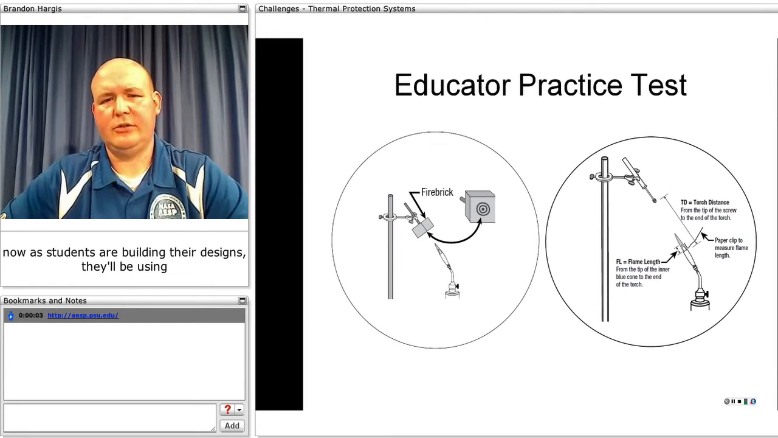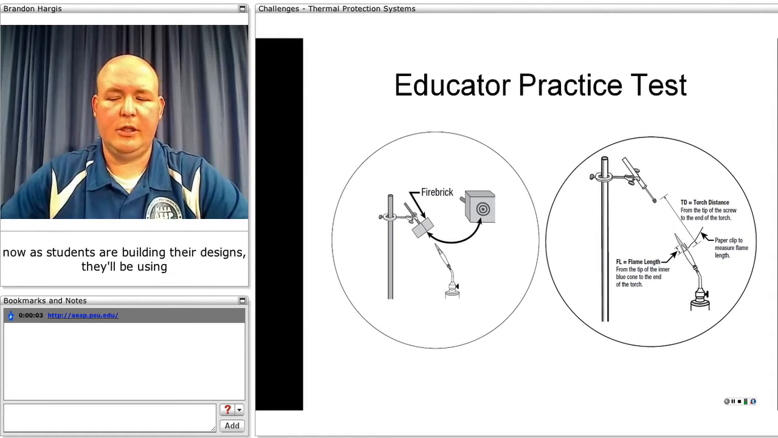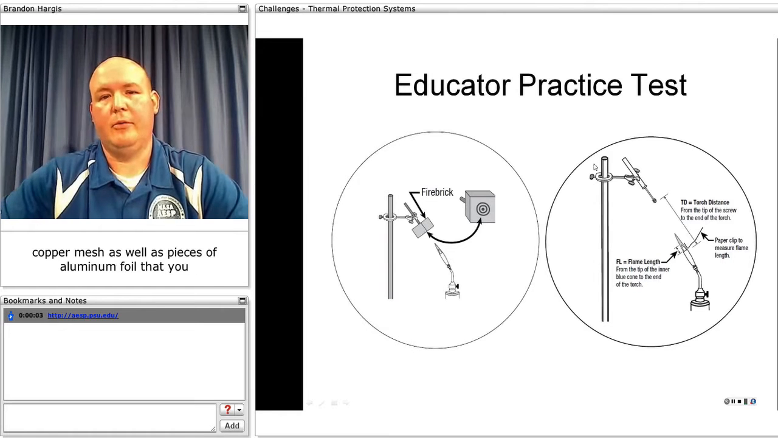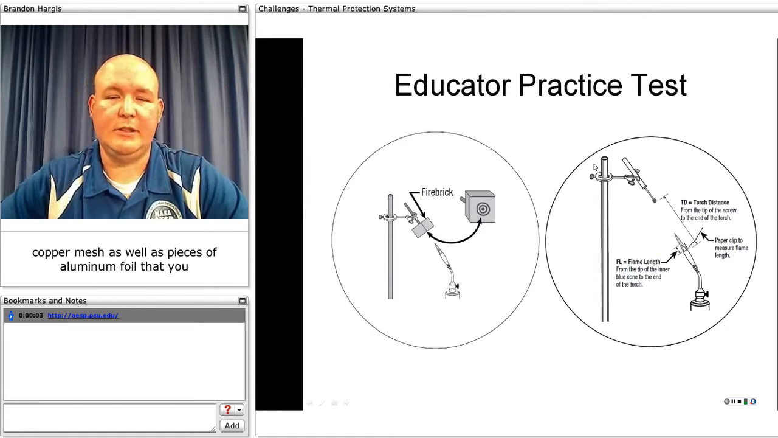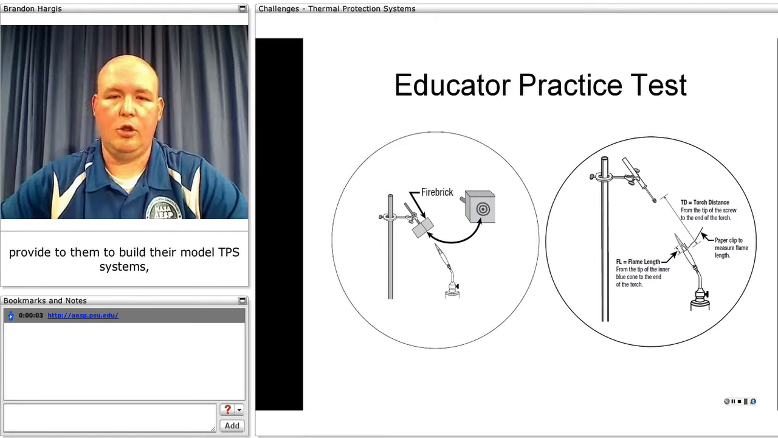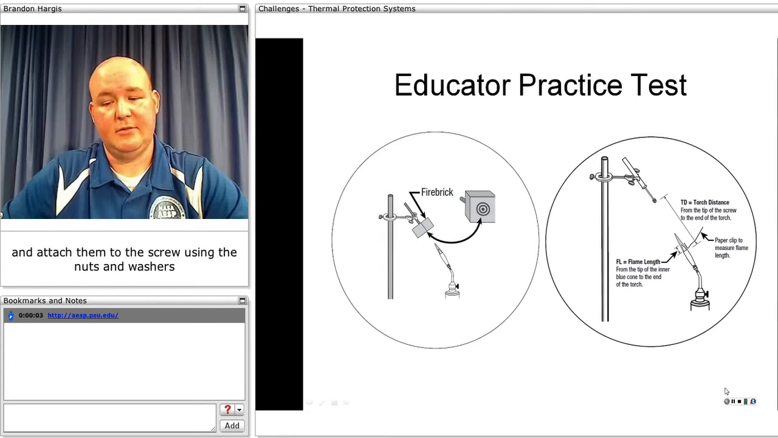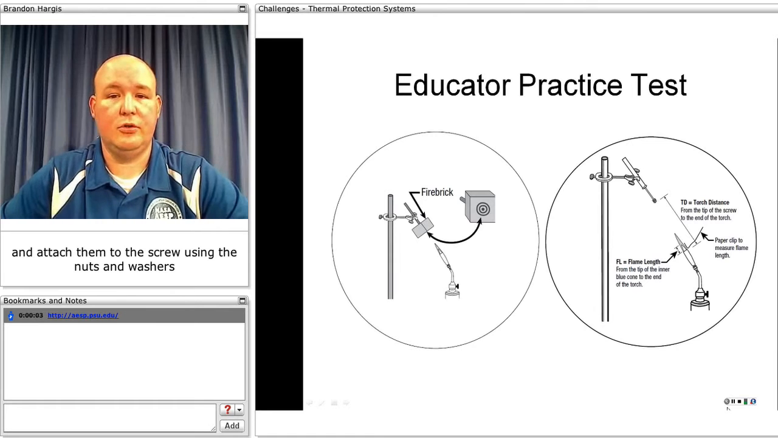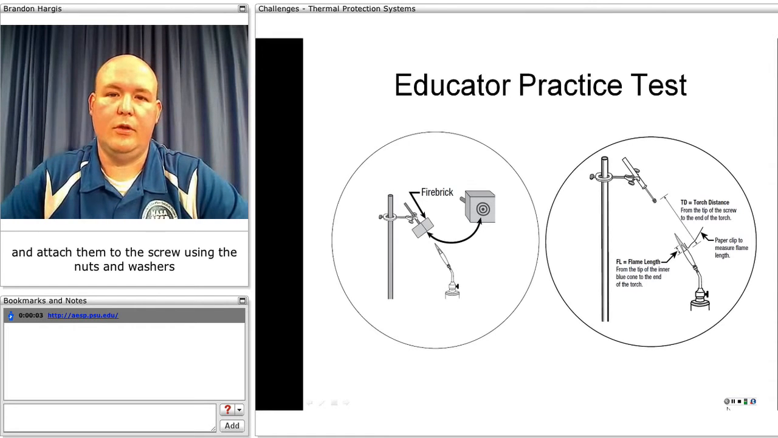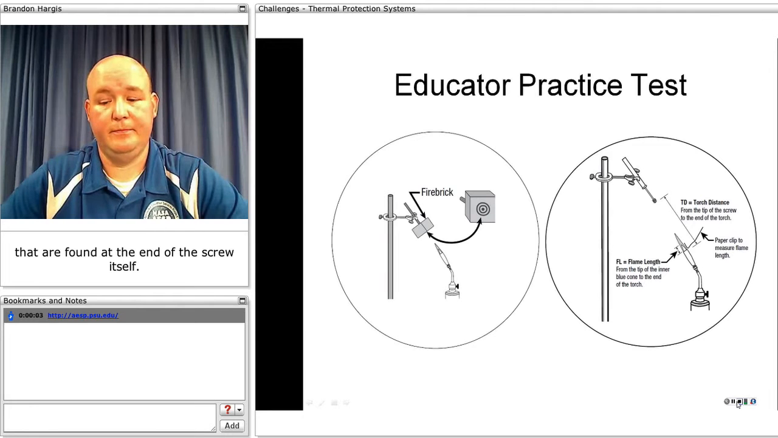Now, as students are building their designs, they'll be using copper mesh as well as pieces of aluminum foil that you provide to them to build their model TPS systems and attach them to the screw using the nuts and washers that are found at the end of the screw itself.